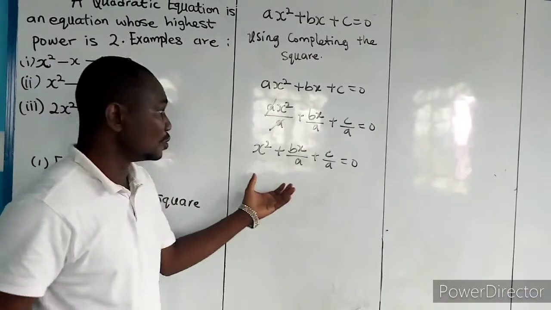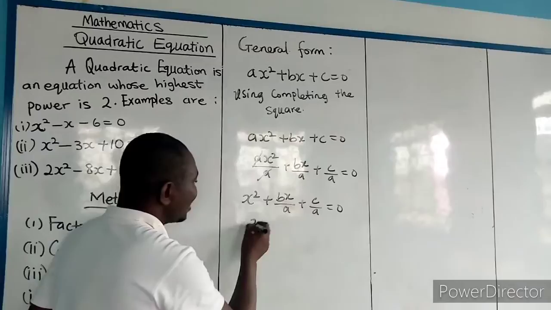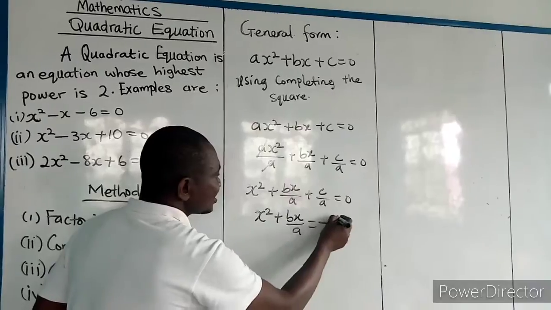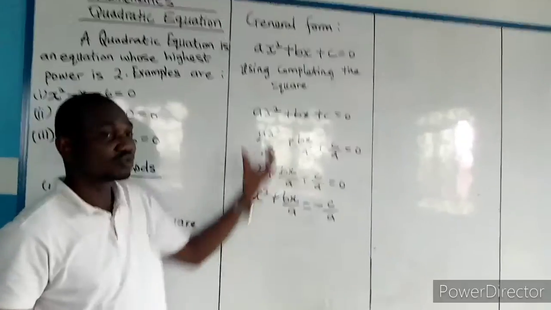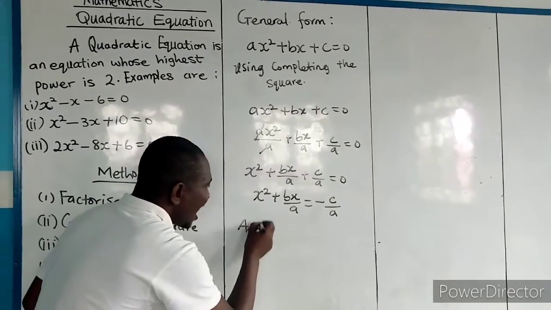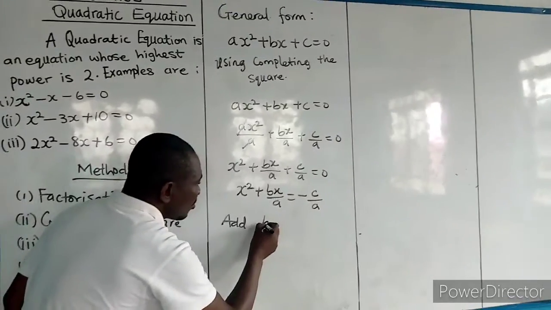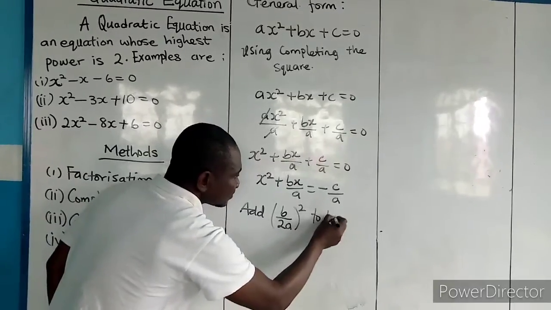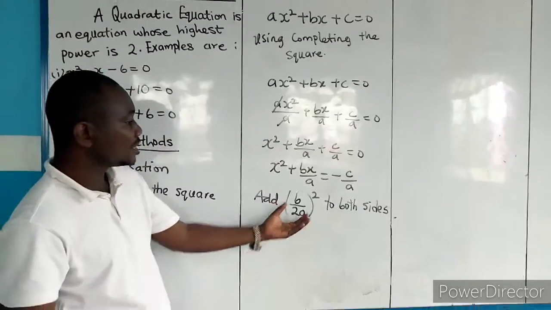So the next thing for me to do is to take this plus c over a to the other side. So I'm going to have x squared plus bx over a equals minus c over a. Now, if you are conversant with the completing the square method, you will know that the next thing to do is to add half of the coefficient of x here squared to both sides. So I'm going to add b over 2a squared to both sides.